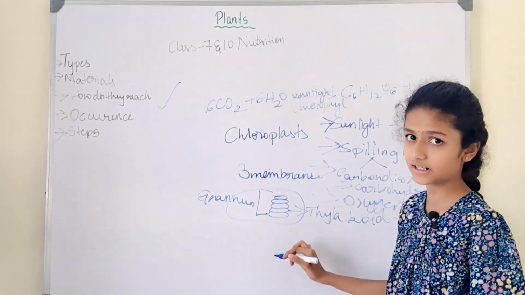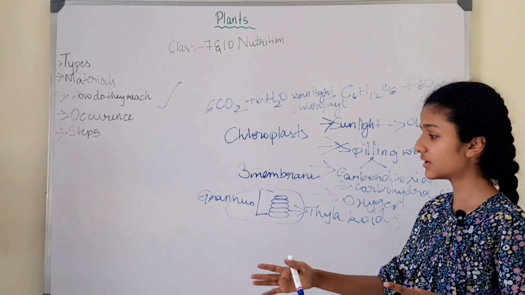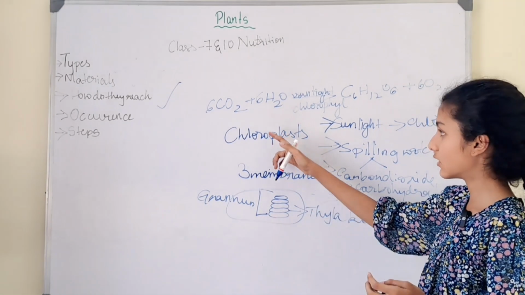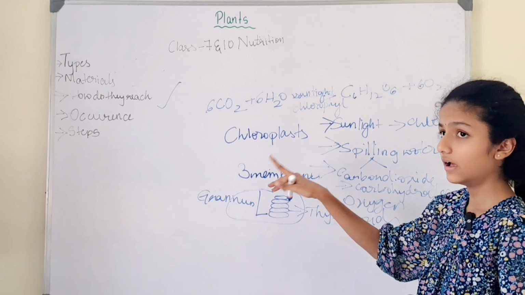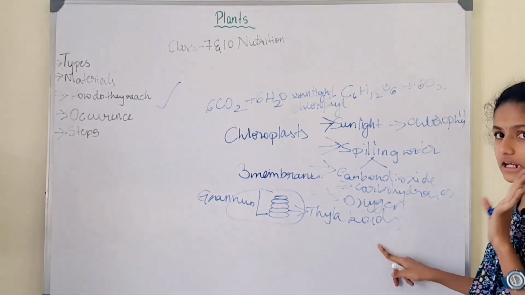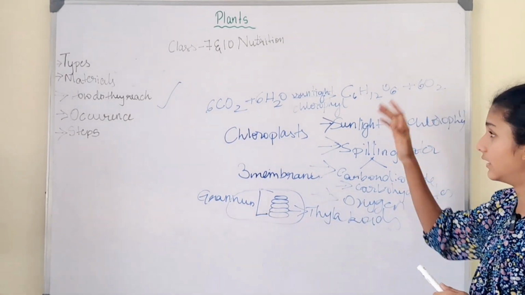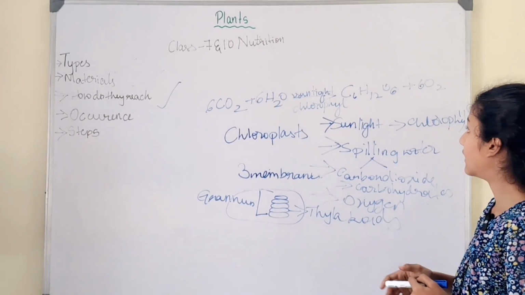Occurrence: where does it occur? It occurs in chloroplasts. Where are chloroplasts present? In the parenchyma and near guard cells. The chloroplast has a three-layered membrane. One membrane is folded into disc-like structures called thylakoids. A group of thylakoids is known as grana.